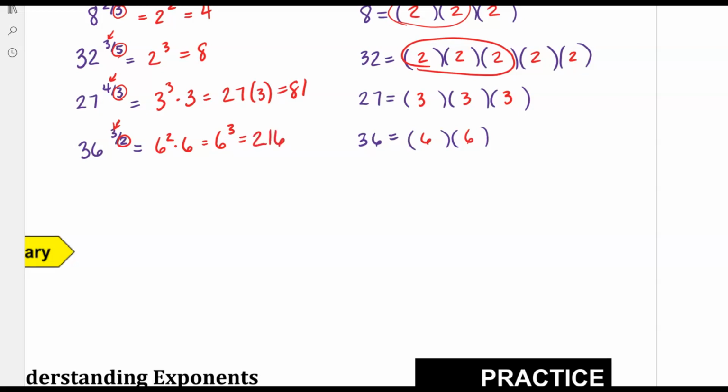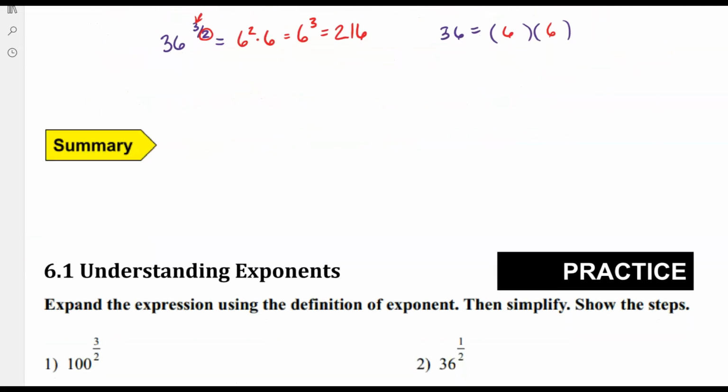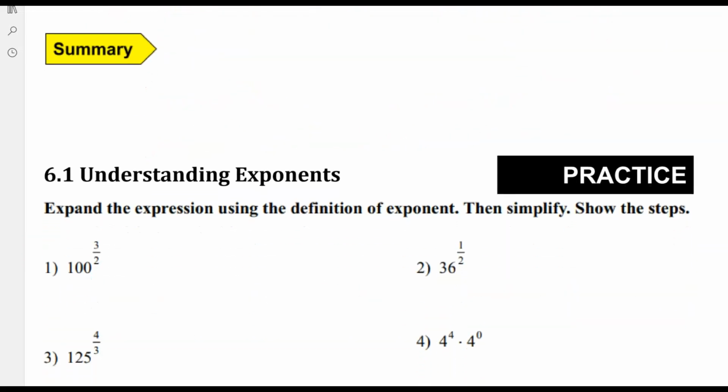When I look at your work, I want to see it broken down like this. I don't want just numbers for the answers on your practice. And your practice is next, so let me know if you have any questions at all. I'm happy to help you.